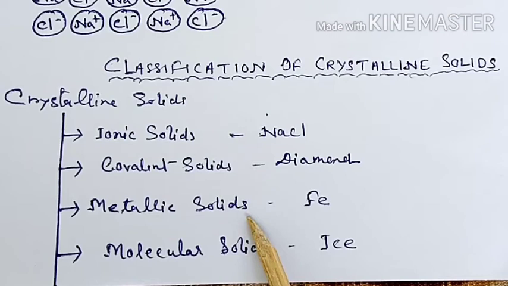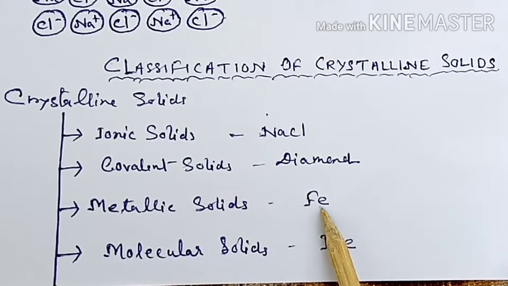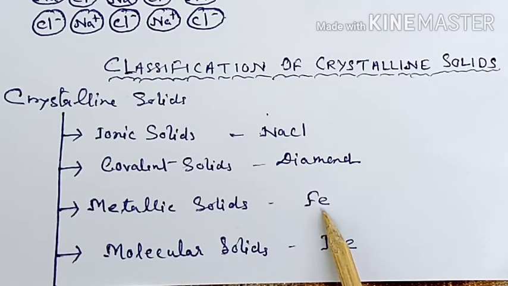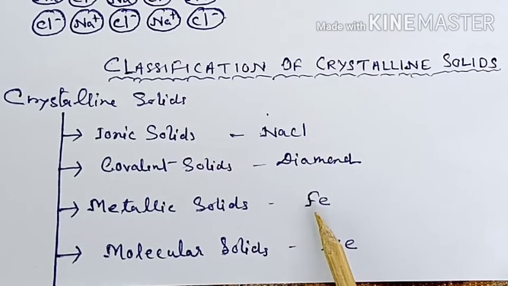Now, metallic solids. Iron is an example of a metallic solid. In iron, the constituent particle is the iron atom, and here the interactive forces are nothing but the metallic forces. So the solids where the internuclear forces or the attractive forces are metallic forces are called the metallic solids.